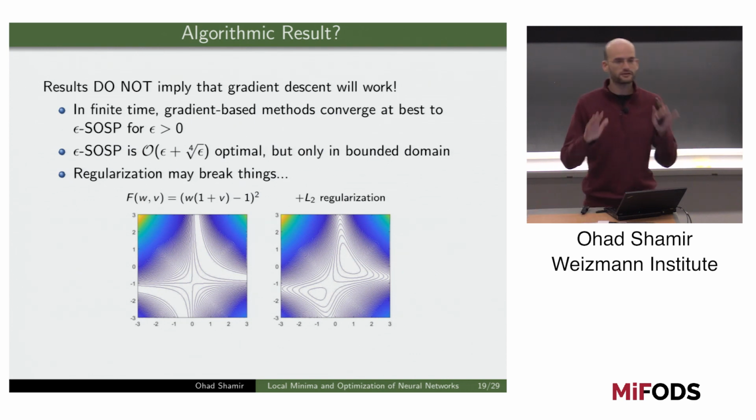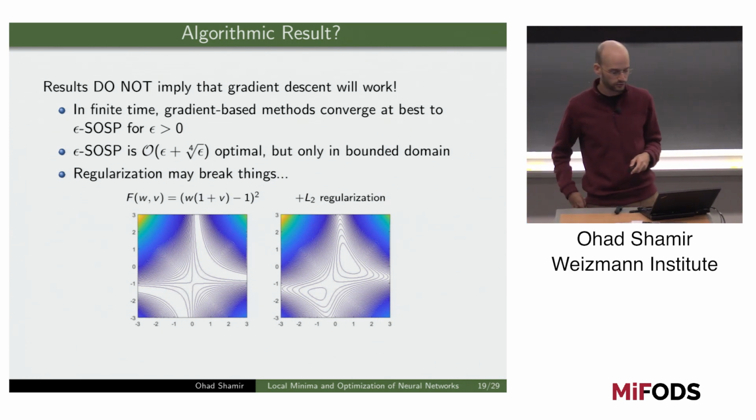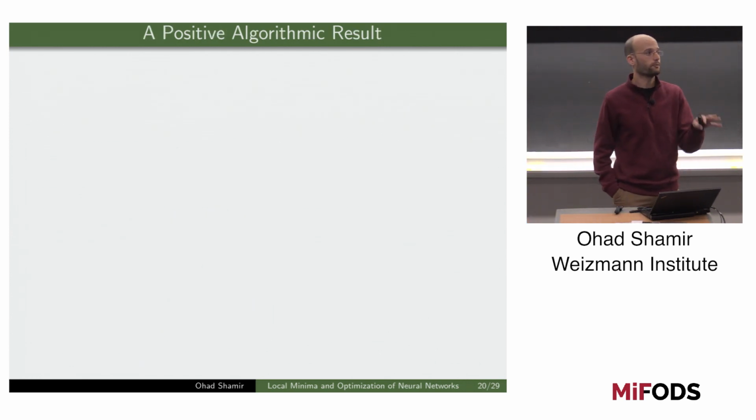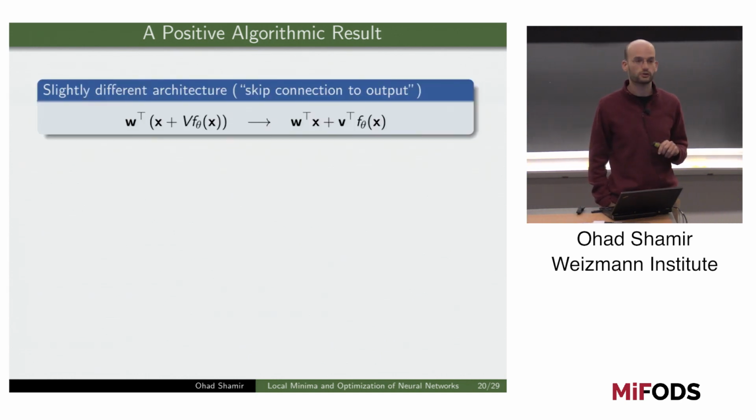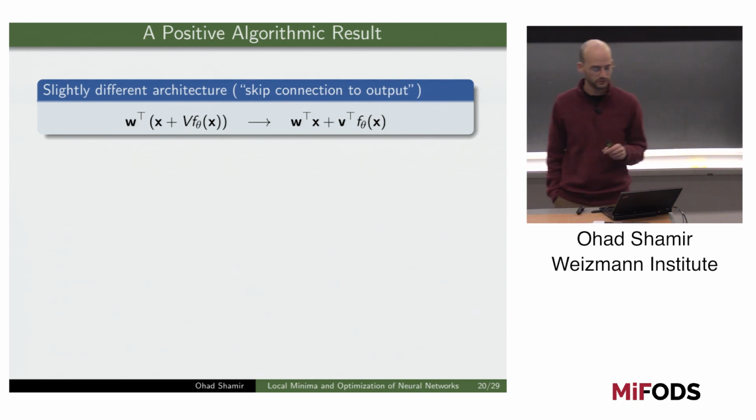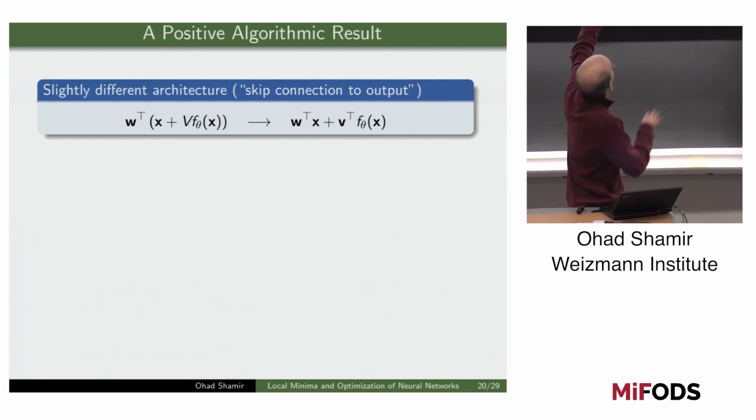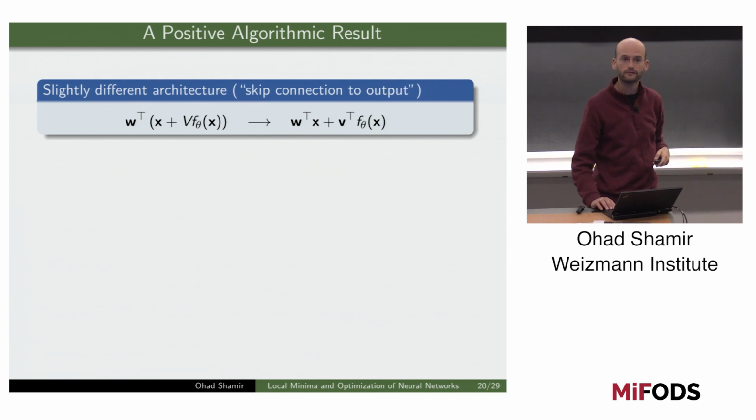So on one hand, again, these results do not imply that gradient descent would work. On the other hand, we can show a positive algorithmic result under the assumption that we tweak the architecture a little bit. The only change I'm going to make is to decouple the linear and nonlinear components of the objective. So now instead of the matrices V and W multiplying everything from outside, I have two different parameter vectors, W and V, and V multiplies the F theta.